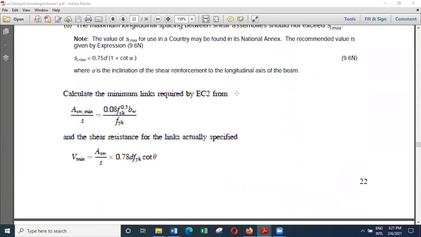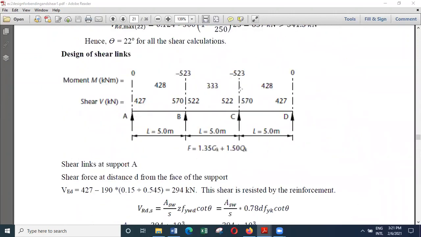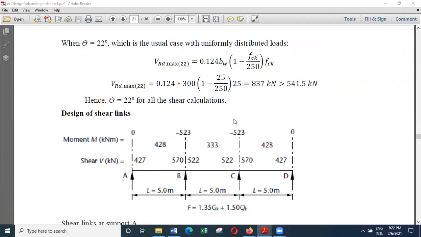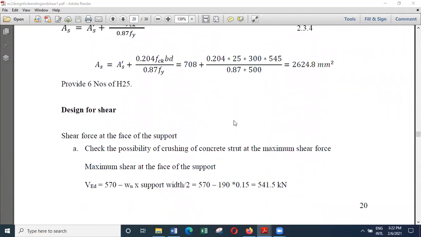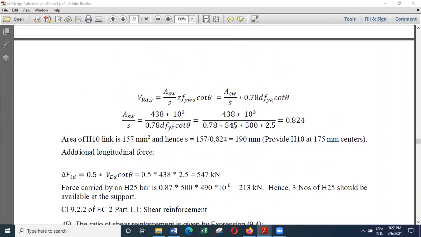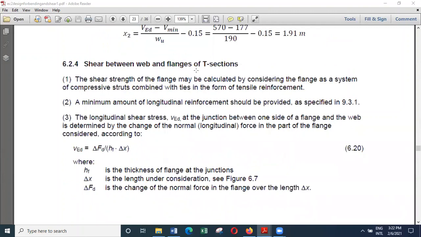But in addition to all this, you have to again think of another aspect when you are dealing with flange beams, and especially in the case of when you are designing inverted T-beams, we have to be concerned about this particular requirement. And the requirement is that we'll get some shear between the web and flanges of T-sections.